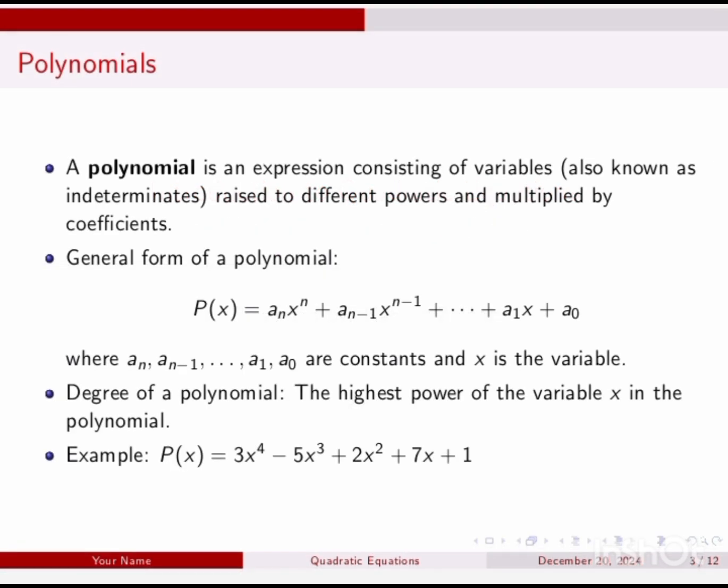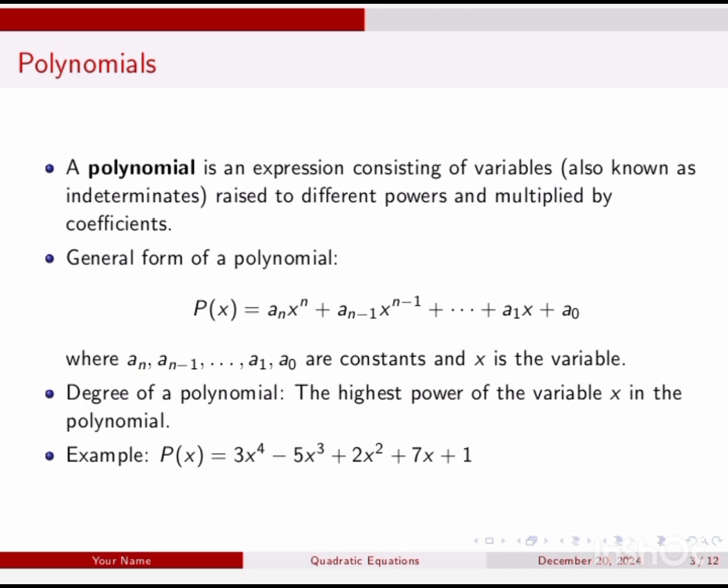Before moving towards the actual topic of quadratic equations, have a look at the definition of polynomial, which is an expression made up of variables and coefficients. These expressions can have terms of different powers of the variable. Have a look at the example that is given at the end of this page.